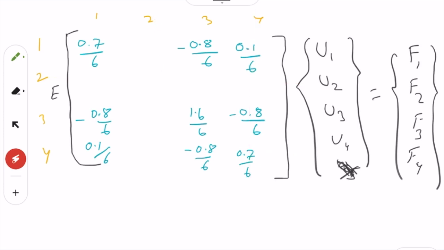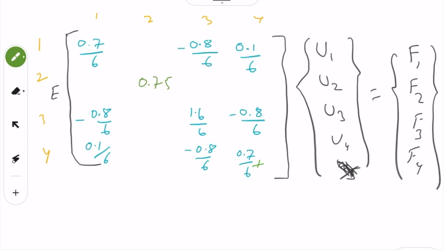So we have this point, this point, this point, and this point. Here also we have to write. Okay, we have to add here. 2 2 is 0.75. So write 0.75.